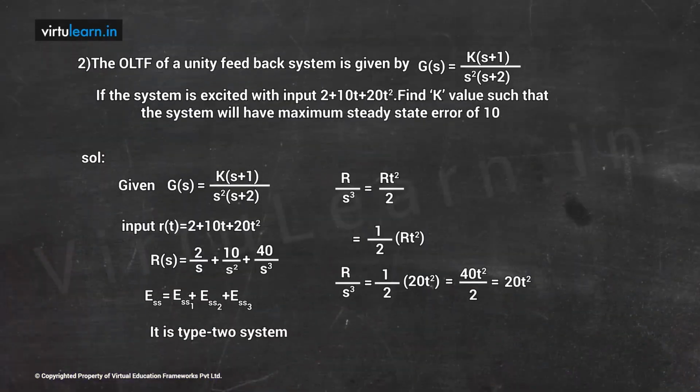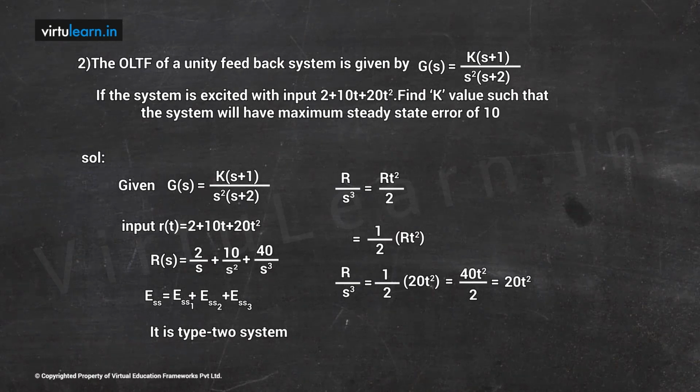The open loop transfer function of a unity feedback system is given by G(s) = K(s + 1) / (s²(s + 2)). Find the value of K such that the system will give a maximum steady state error of 10 when the input r(t) = 2 + 10t + 20t². Now in this particular system, I need to find the K value for the maximum steady state error 10. The procedure is the same.